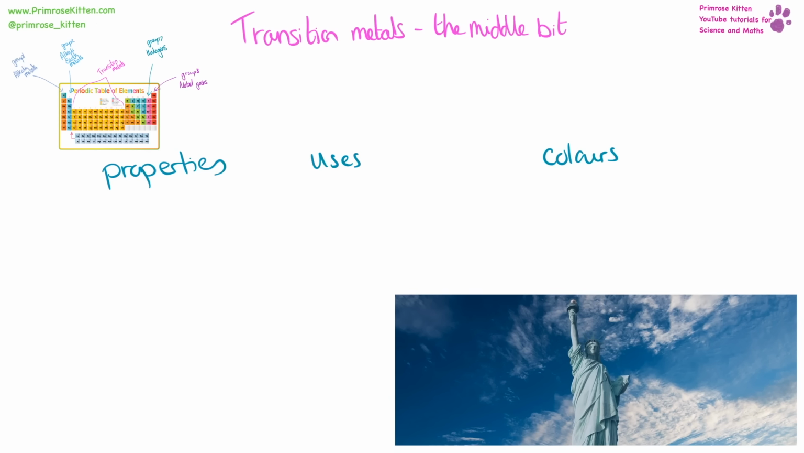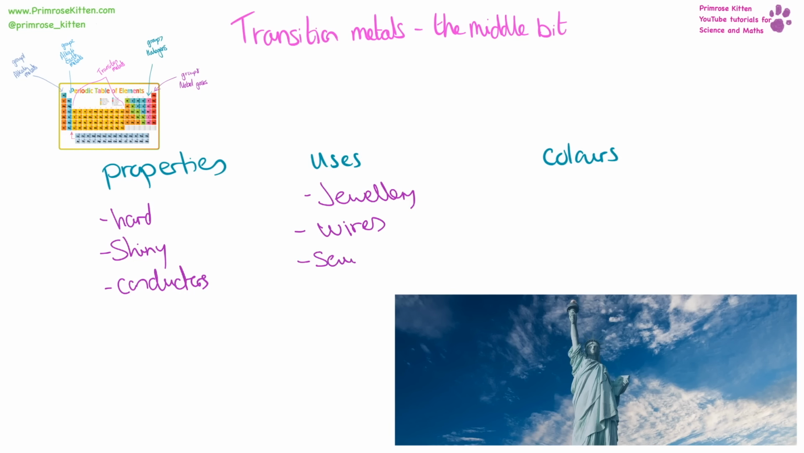Transition metals are in the middle. Their properties are that they are hard, shiny, and are good conductors. These are basically your traditional metals, so any property of a traditional metal you can generally associate it with a transition metal. Because of their properties, they can be used in jewellery, in wires, or in saucepans.